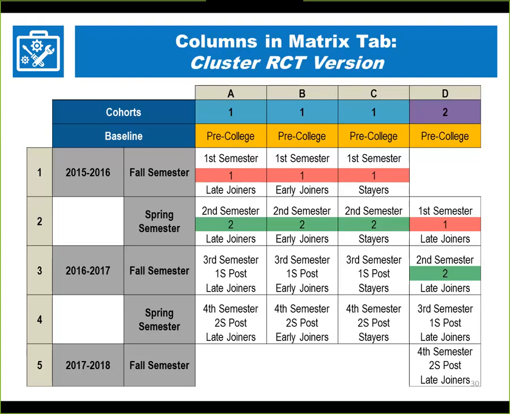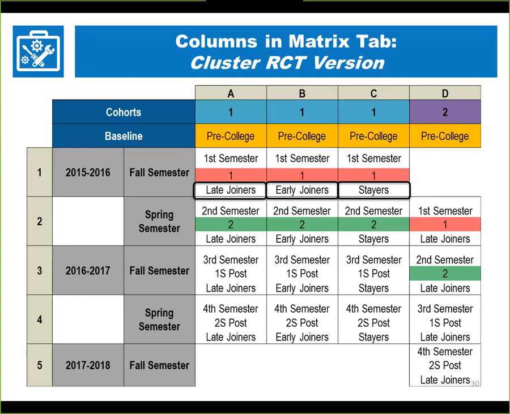The first cohort of students, instead of having 1 column of students in their first semester in college, there are 3 columns. Column A shows the progression of incoming freshmen in cohort 1 who joined the cluster well after random assignment. These are the late joiners. Column B shows the progression of incoming freshmen in cohort 1 who joined the cluster soon after random assignment. These are the early joiners. And column C shows the progression of incoming freshmen in cohort 1 who were present in clusters at the time of random assignment and are labeled stayers.